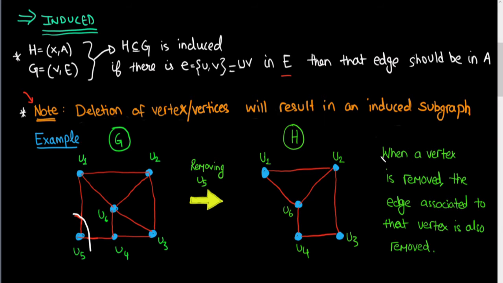An important point to observe here is that when a vertex is removed, the edges associated with that vertex are also removed. So if I remove vertex u5, the edges u5 u4 and u5 u1 also get removed. You end up with your graph H as shown on the right-hand side after removing u5. That is your induced subgraph.